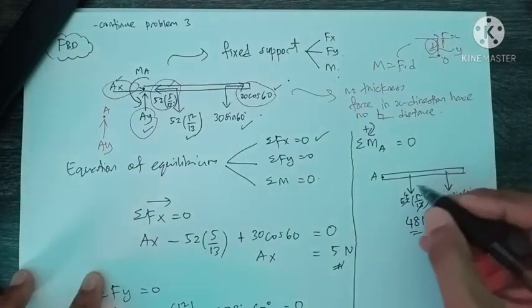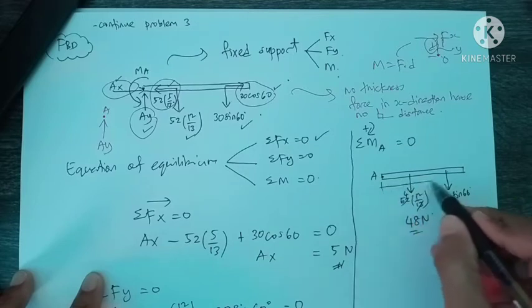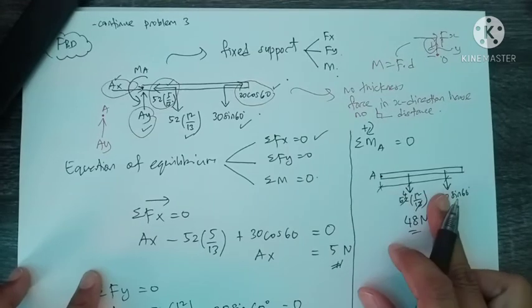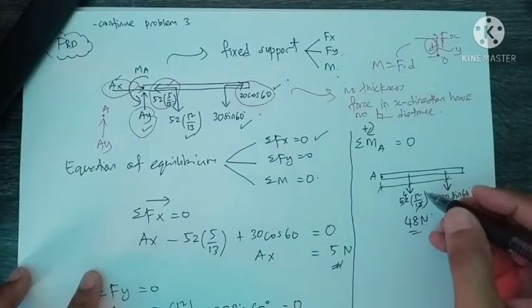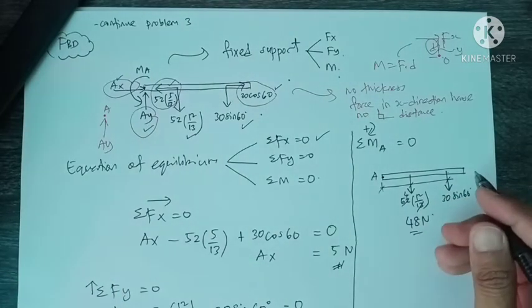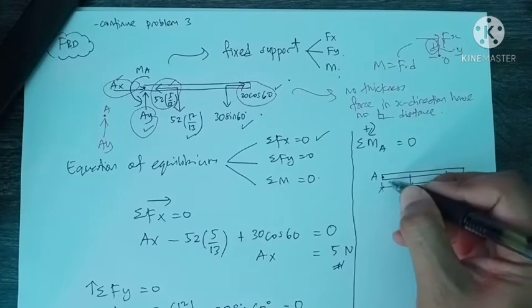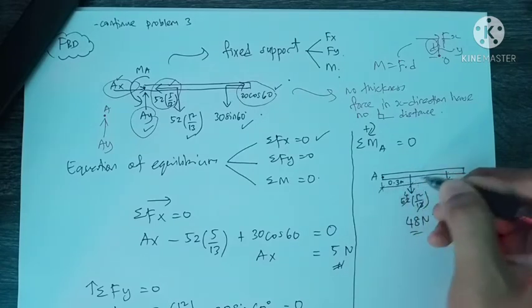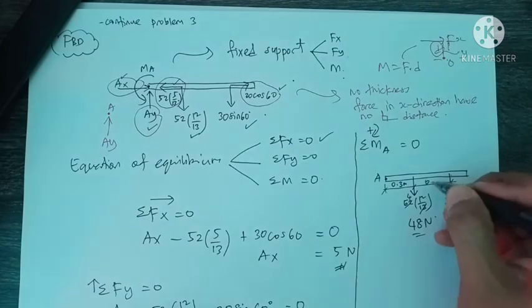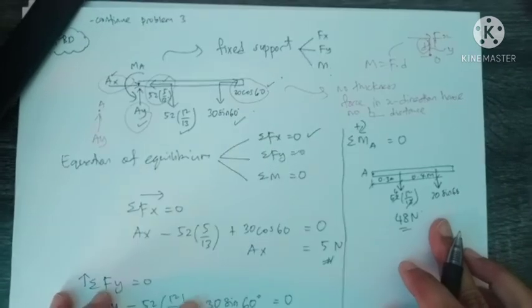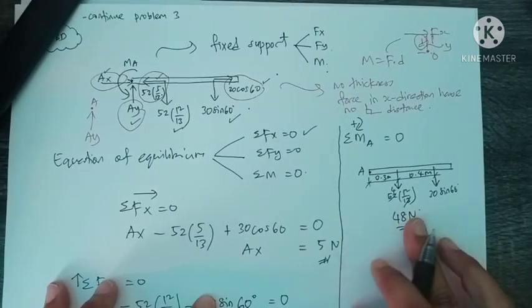And then we put in the distance. We must clarify the distance. What distance here? This is 0.3 meter. This is 0.4 meter. Okay, done.